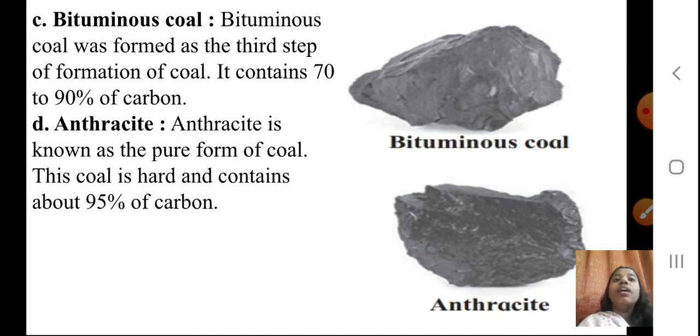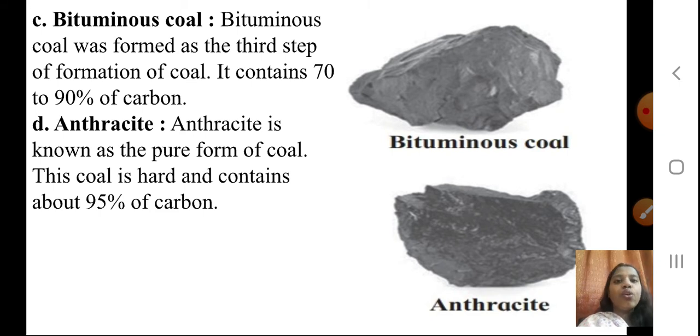Next, after the bituminous coal, you can see the picture. We have the anthracite. Now, anthracite is known as the purest form of coal. This coal is hard and contains about 95% of carbon. You can see the picture of anthracite. Both look the same, but the difference is in the percentage of carbon. Bituminous coal contains 70 to 90% carbon, while anthracite is the purest form of coal, it is hard and contains 95% carbon.